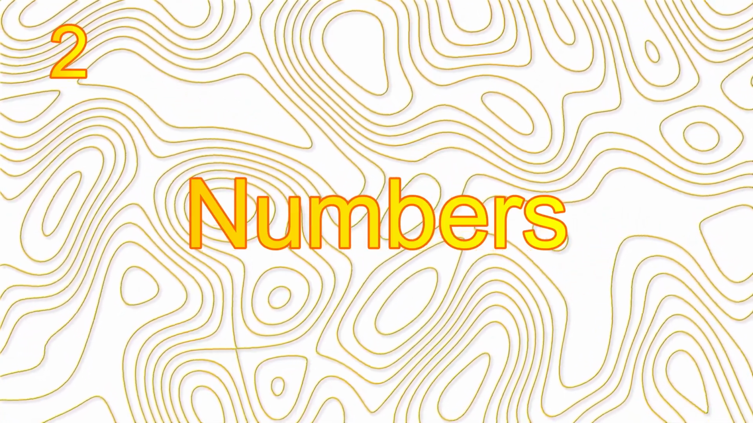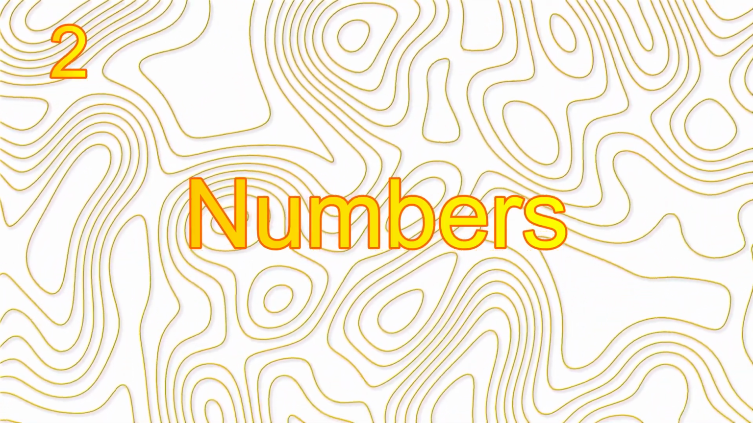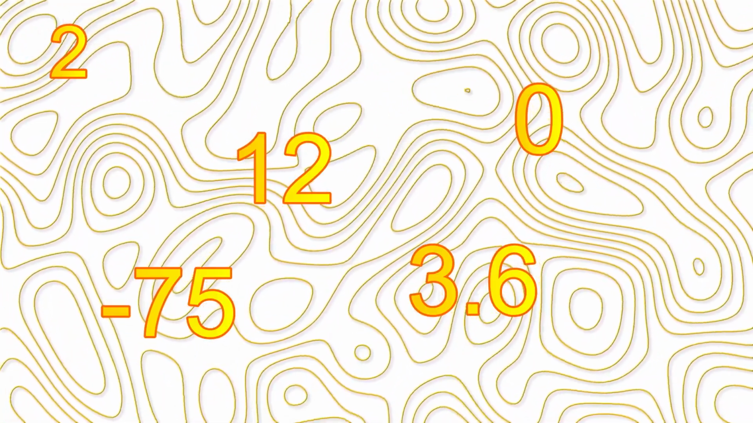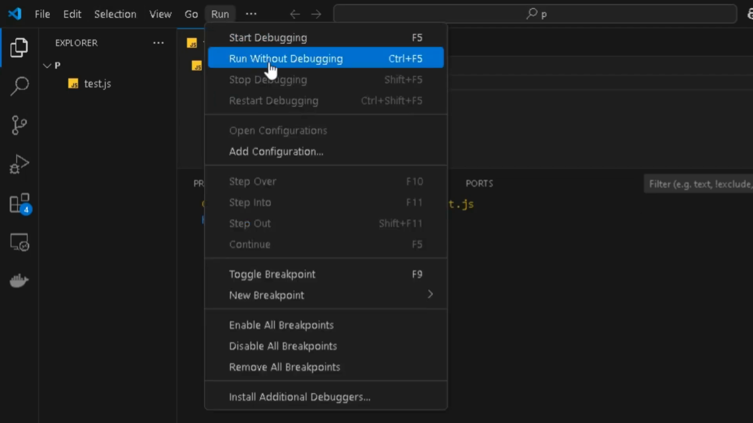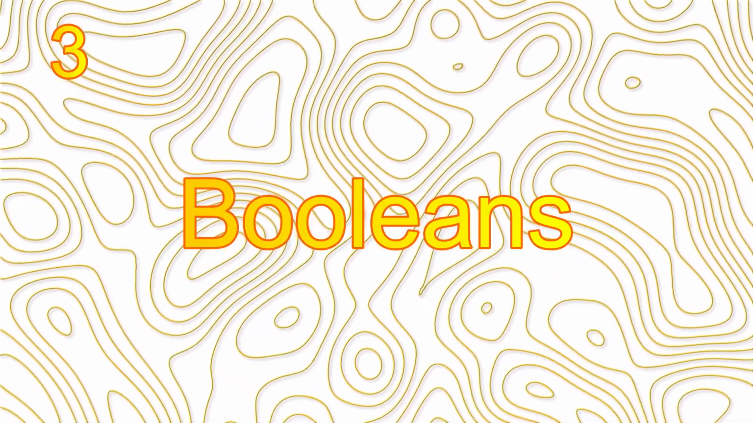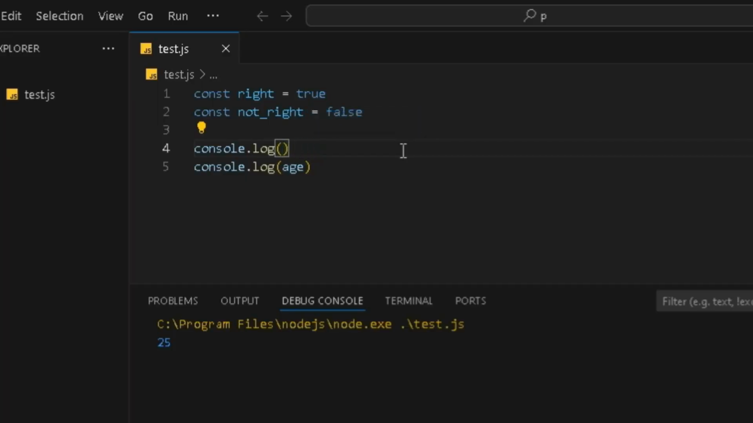Numbers. Numbers are exactly what you expected. Integers or decimals. You don't need quotes for numbers. Check this out. You save 25 in the age variable. Booleans. Booleans are simple. They're either true or false. They're super useful for decision making in your code.